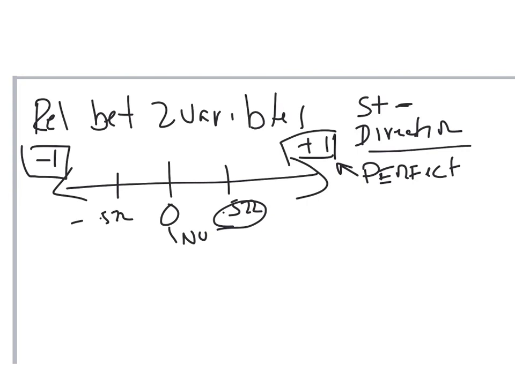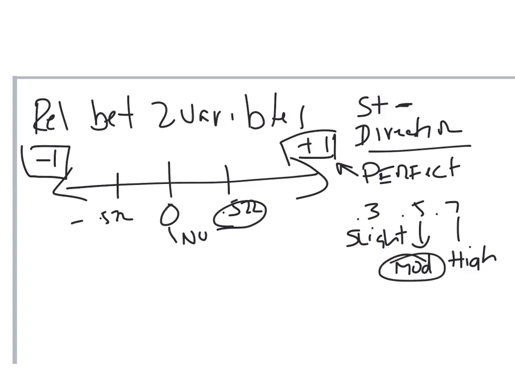So the number itself, if I have 0.3, 0.5, 0.7, so between 0.0 and 0.3, it could be mild or slight. If I have a 0.5, that's going to be moderate. If I have anything around a 0.7 or above, that's going to be high. It's all the strength. So as it goes up, you'll see it goes from slight to moderate to high. The number 0.522 would fall into the moderate category. So at this point, we have a moderate.